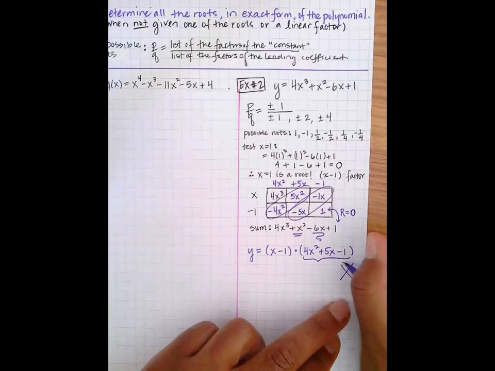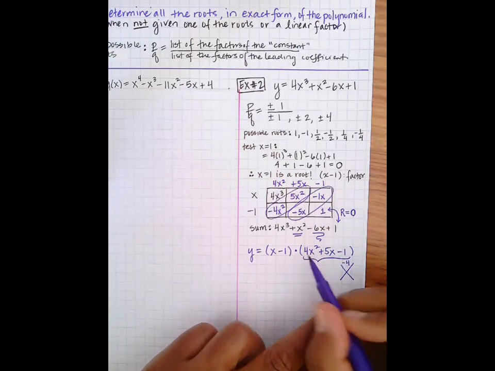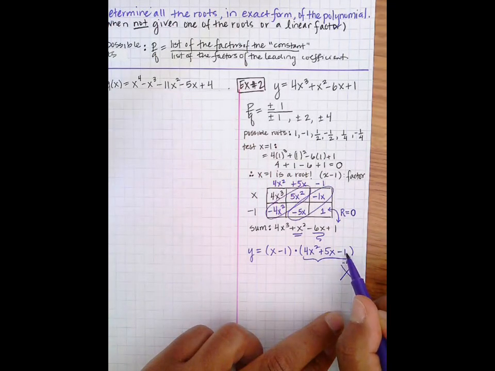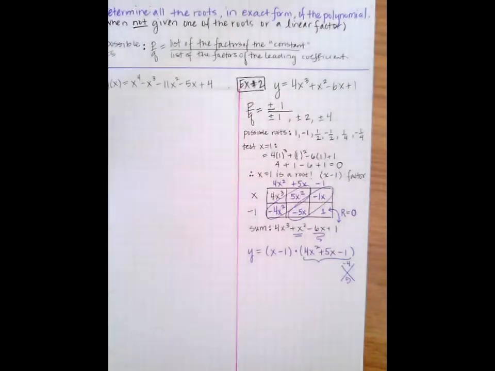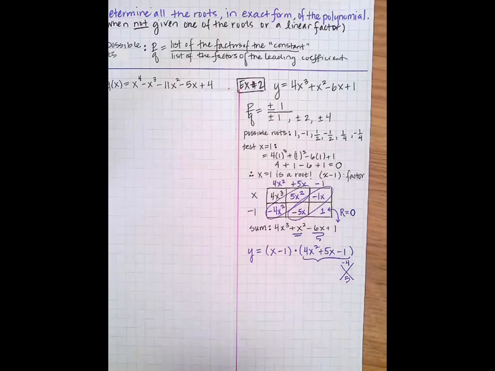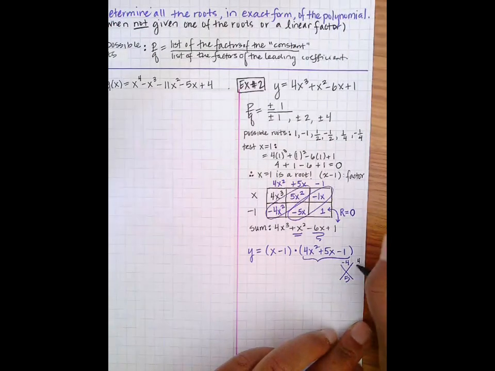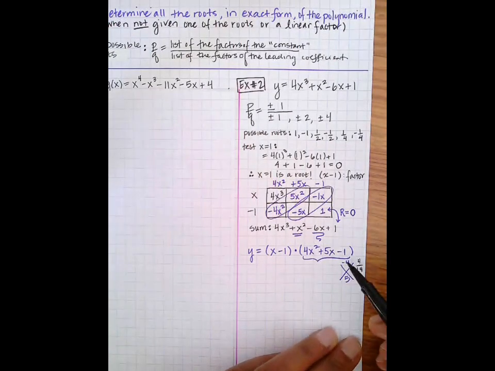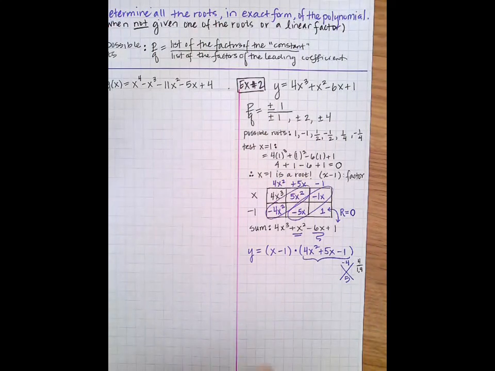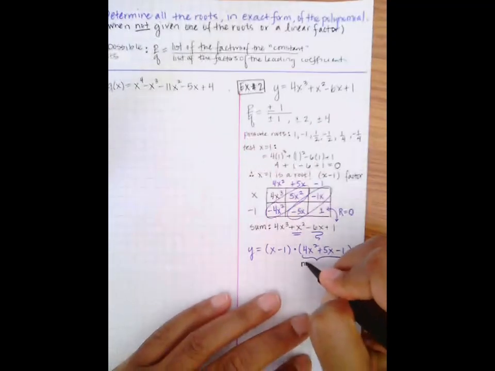Does something multiply to -4? Because 4 times -1 is -4, and then it adds to 5. So I think it could be 1 and 4, right? Because 1 and 4 do multiply to a 4, and they would add to a 5. But the only way that they would add to a 5 is if they were both positive, and that would not multiply to a -4. So this is not factorable.